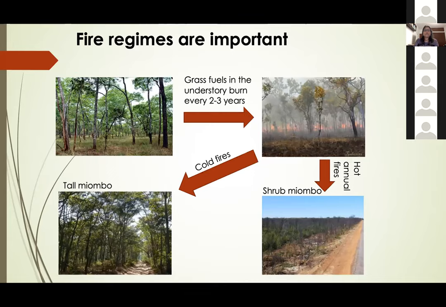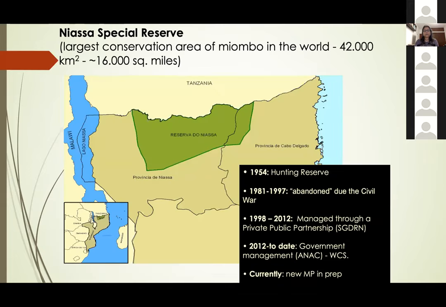So when we talk about fire regimes in Miombo, we say that the normal fire frequency is every 2 to 3 years, when the grass fuel in the understory burns, and these fires are important to maintain the ecosystem as it is known, Miombo. But a change to hot annual fires can degrade the ecosystem and impose several structural and compositional changes to the ecosystem. So now let me talk about the Niassa Special Reserve, which is the place where I've been working for the last 16 years now.